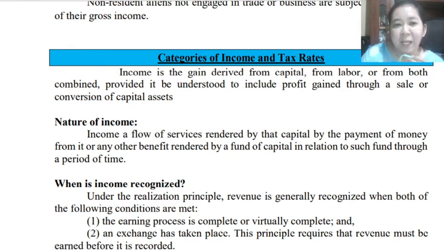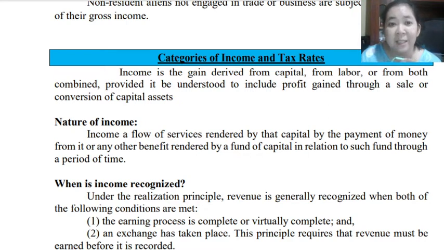Okay, so for the nature of income, income is a flow of wealth, or this may be coming from the rendering of services. Okay, so by the capital that you used, okay, by the payment of money from it or any other benefit, okay, that you derived from such engagement or business or endeavor, okay, in a period of time.